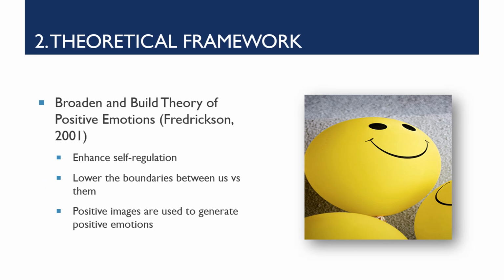Broaden-and-build theory of positive emotions suggests that positive emotions can increase self-regulation, hence make people less aggressive. On a social level, positive emotions can lower the boundaries between us versus them. As such, positive emotions may be effective in reducing aggressive behavior such as online incivility. Empirically, positive images are used to generate positive emotions.